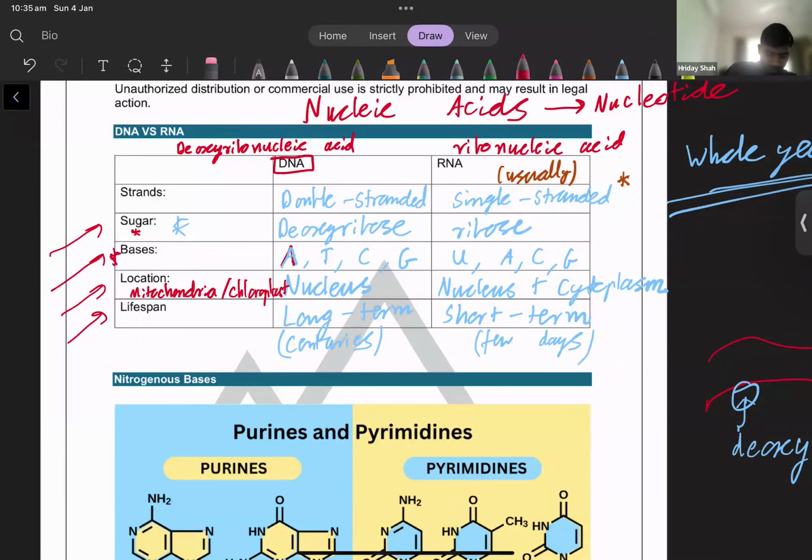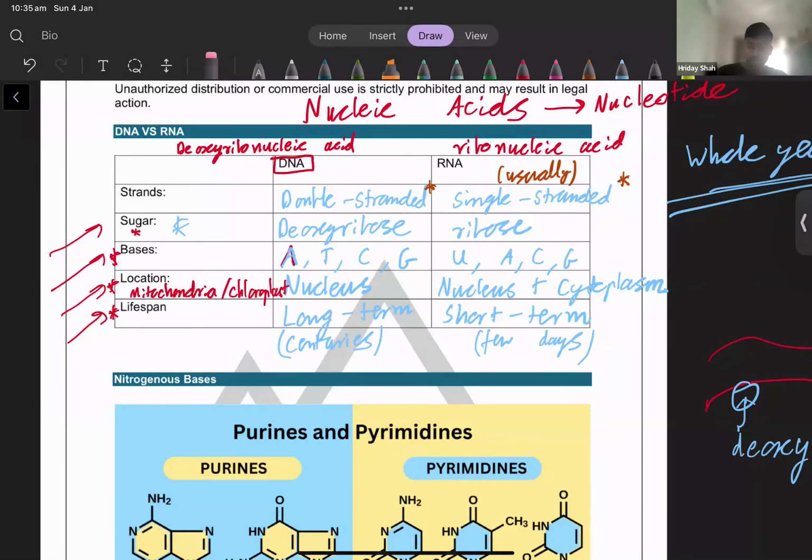So these four here are all concrete differences, right? They will always be there. So these are the ones you really want to use as proof to identify if something is DNA or RNA. In terms of the strands, this is just more usual. Usually DNA is double-stranded, usually RNA is single-stranded, but there are a few exceptions, and so that's why we don't like to use it as gold standard proof.